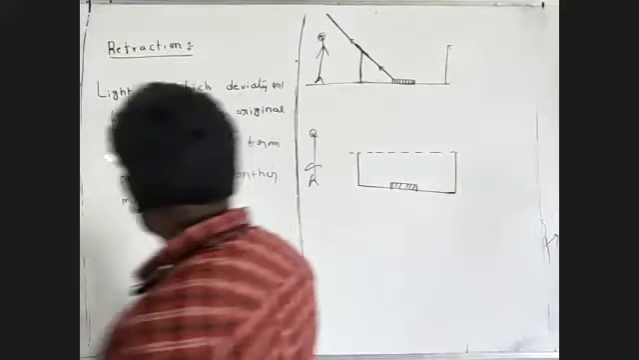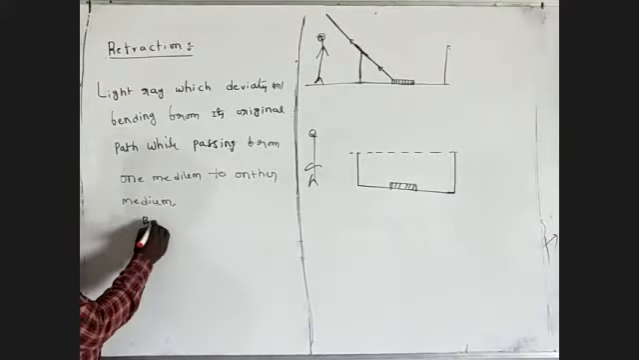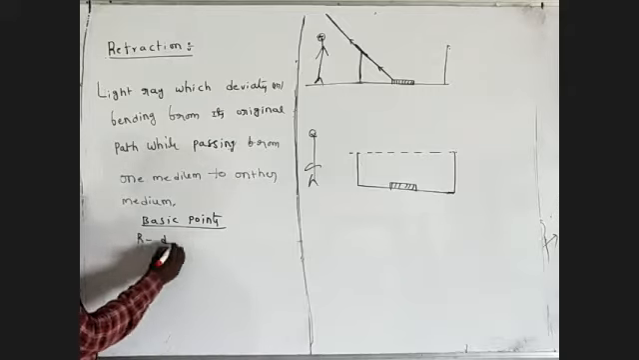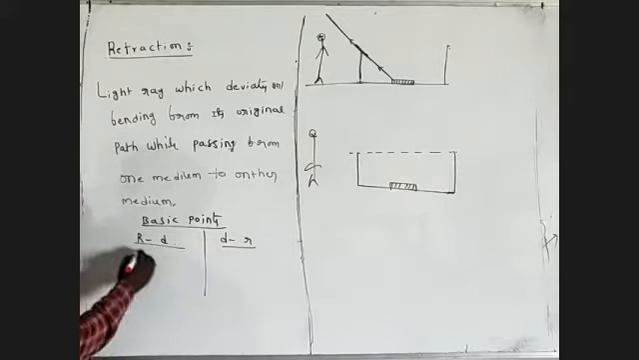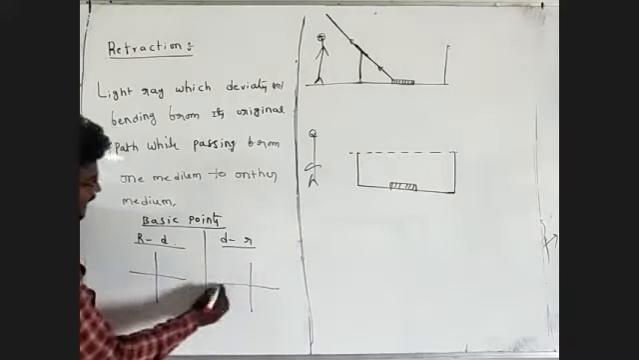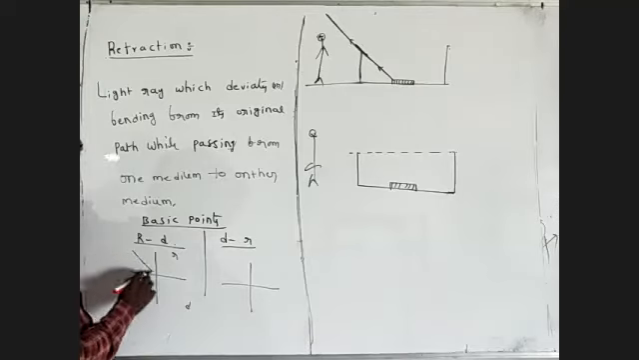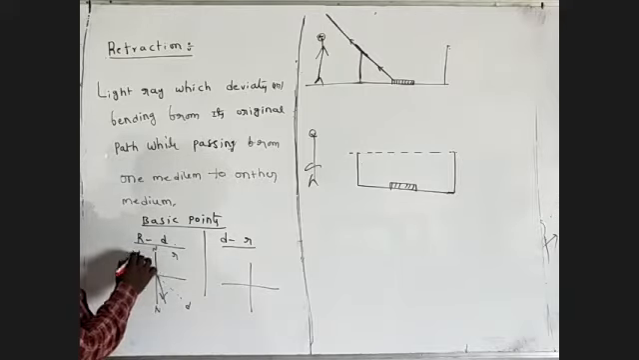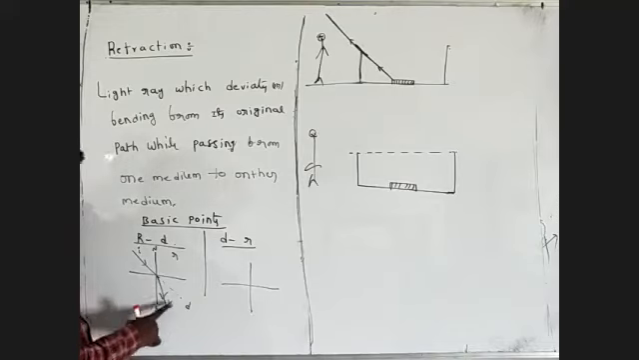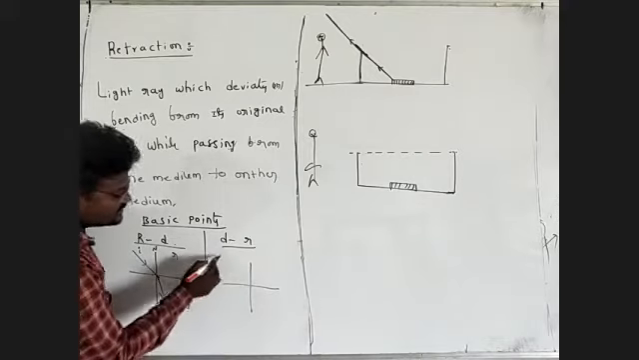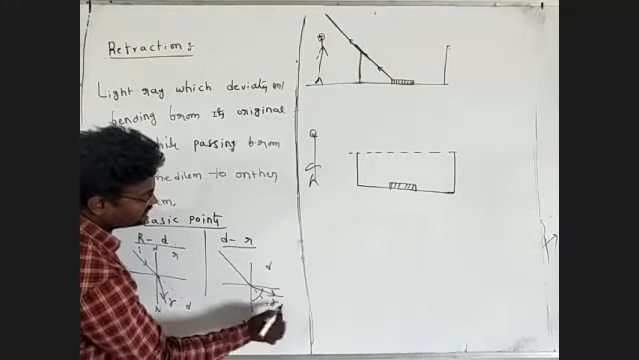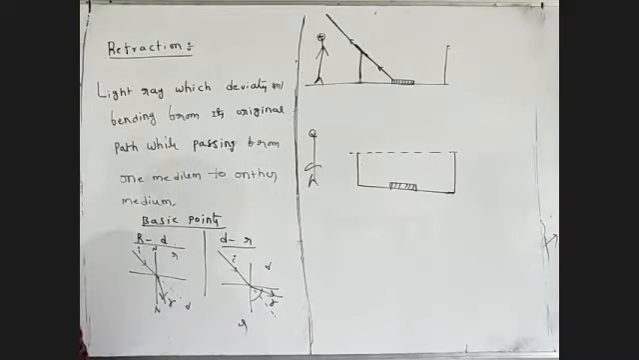The conditions: when light travels from a rarer medium to a denser medium, the refracted ray bends towards the normal. This is i, this is r. Next, when light travels from a denser medium to a rarer medium, the refracted ray bends away from the normal. These are the two situations.